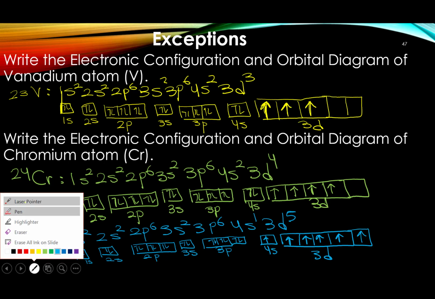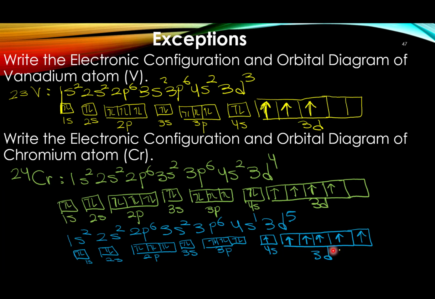Then as you can see here, that 3d is a half full subshell. If it would have followed the pattern, this would have been. But since for d orbitals only, half full d orbitals are most stable, that's why one of the electrons from s moves to the d, and this will become its electronic configuration. Then this is wrong.